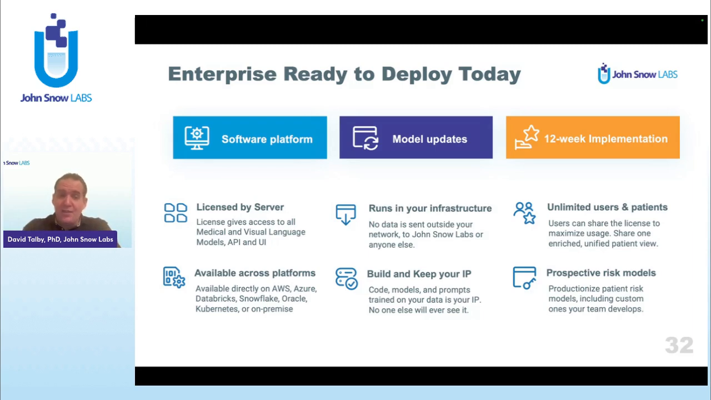As I mentioned, some of the things to note, it's available across platforms. So whether you're on-premise, on AWS, on Azure, on Databricks, on Snowflake, on Oracle, yes, we have deployed there, we can deploy there. It only runs within your infrastructure. So under no circumstances are you going to send PHI outside your network or to Johnson Labs or to any other third party. Also, because we use our own LLMs, there are no calls to any third-party LLM API. Nothing will ever leave your system.